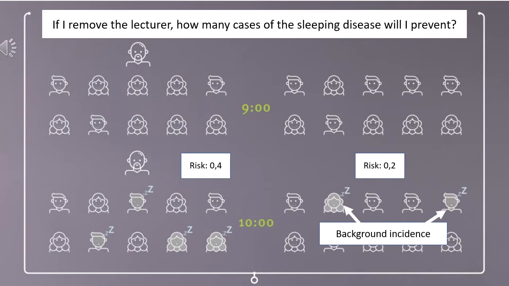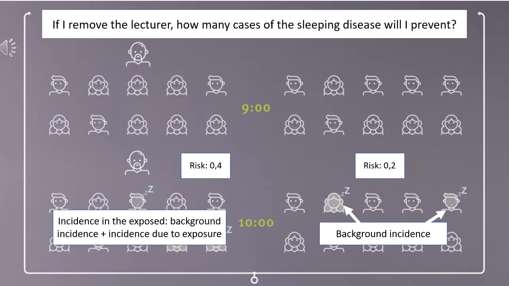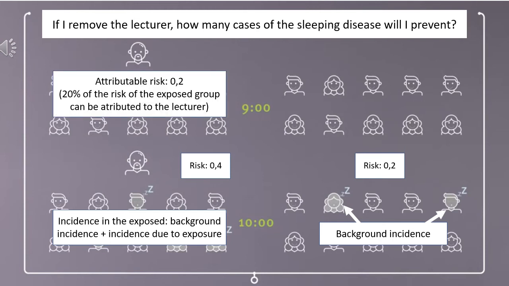The incidence in the exposed group is the background incidence plus the incidence due to the boring lecture. Here, let's assume causality and no bias. The attributable risk is the same as the risk difference, so it is 0.2. It means that 20% of the risk of the disease in the exposed group can be attributed to the lecturer.